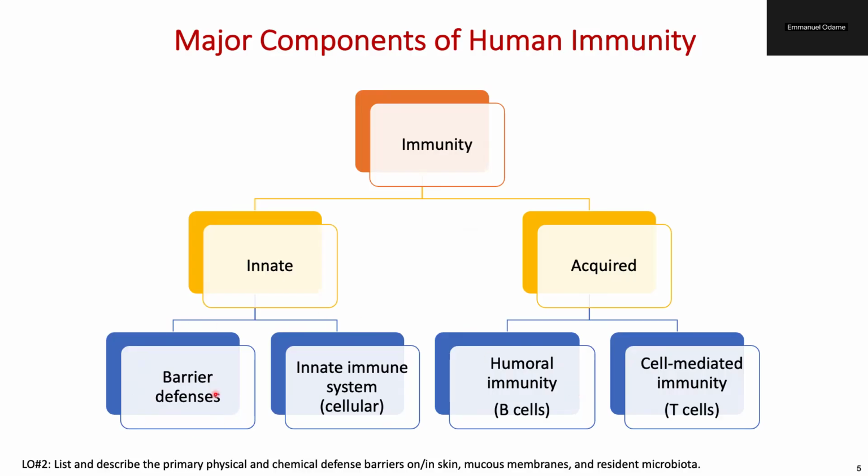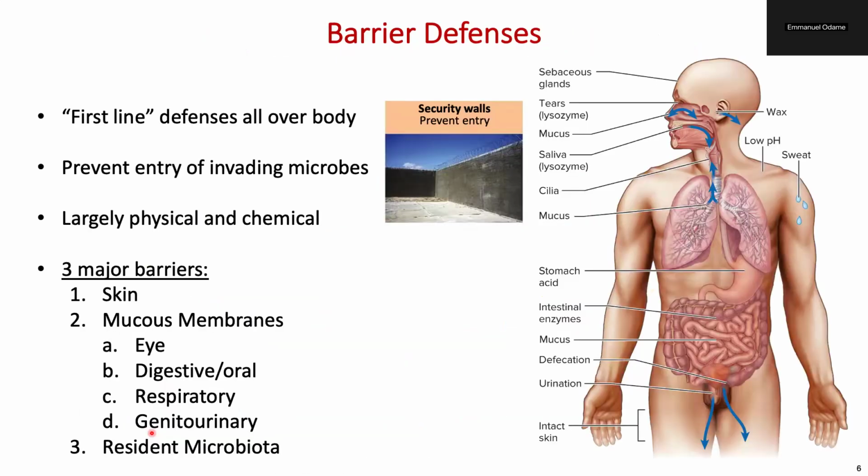So first, let's talk about the barrier defenses that we have. Under barrier defenses, this is basically your first line of defense all over your body. The goal is to prevent any invading microbes from getting into your body, and it is one of the largest physical and chemical barriers that we know. There are three major barriers under this.